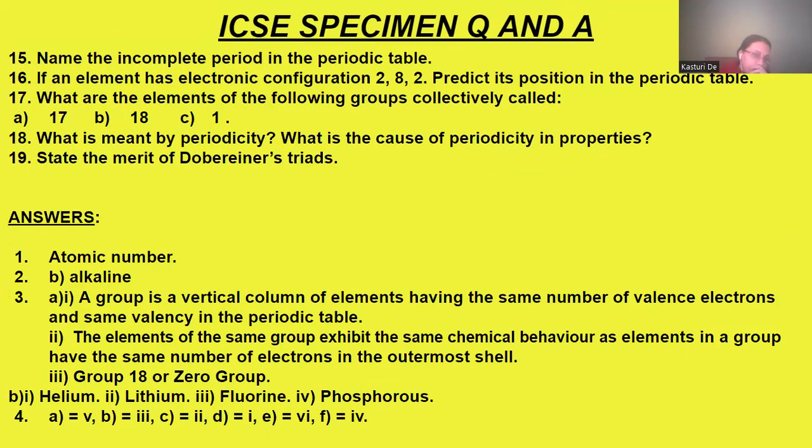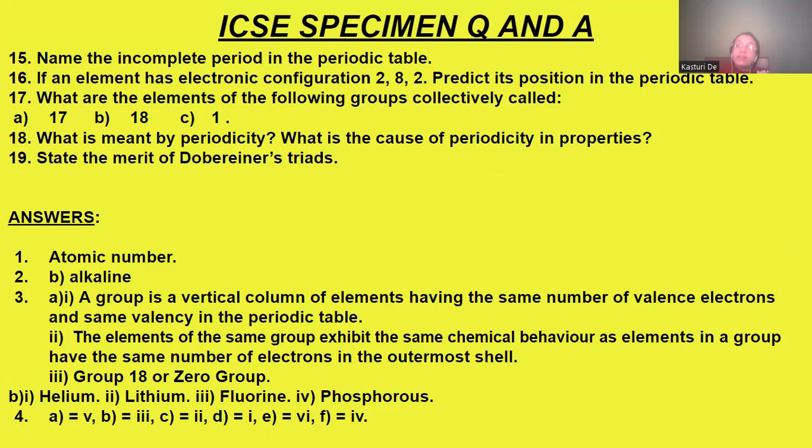Now, what are the elements of the following groups collectively called? Group number 17 is collectively called halogens. Group number 18, noble gases or inert gases. Group number 1 are alkali metals.